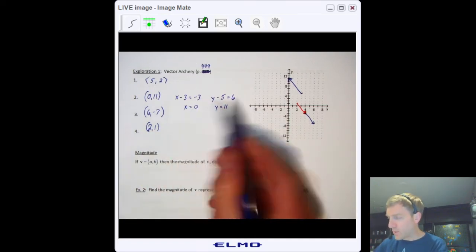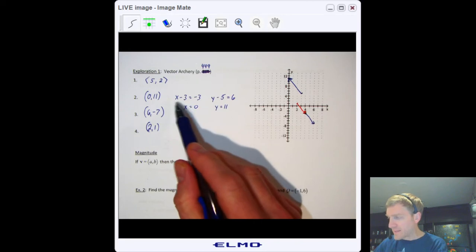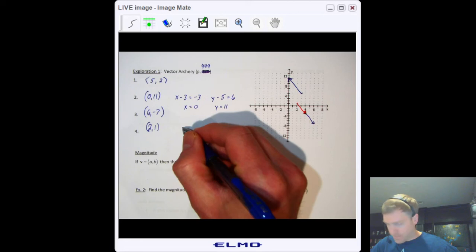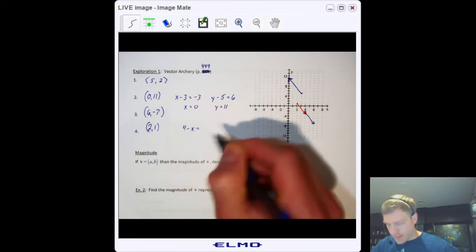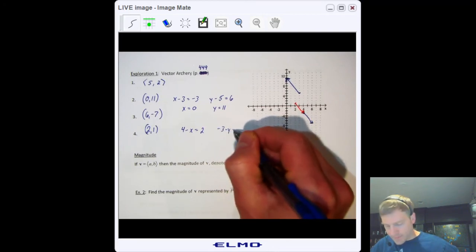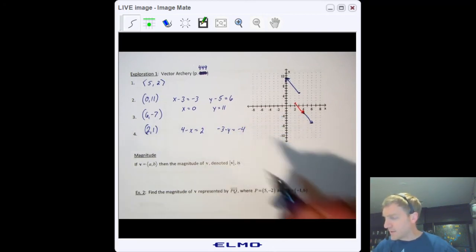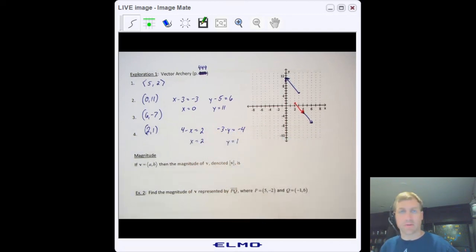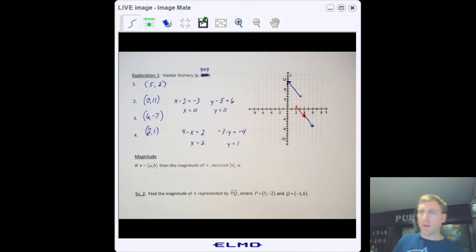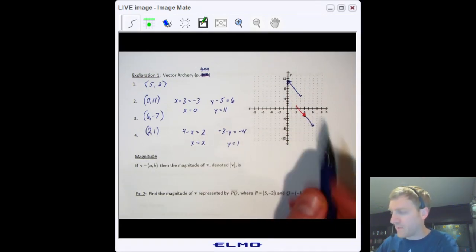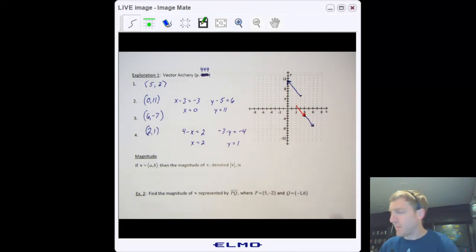Or if you want to do what you did above, make it an algebra problem, but this time the subtraction goes the other way. You could write 4 minus x equals 2, and -3 minus y equals -4, and then just use your algebra to solve. You'll get x equals 2 and y equals 1. So there's your point 2, 1. Again, if the math is a little confusing, draw out the picture. Draw the point and the vectors, and that should help you make sense of what's going on.